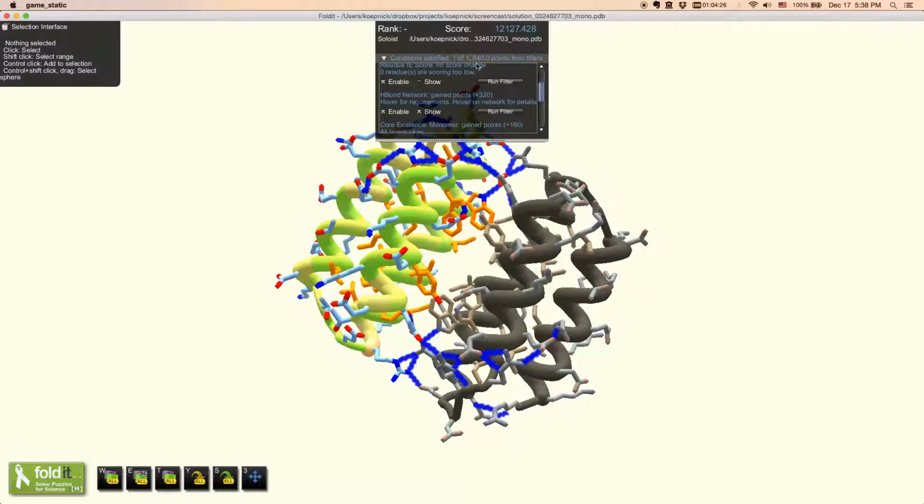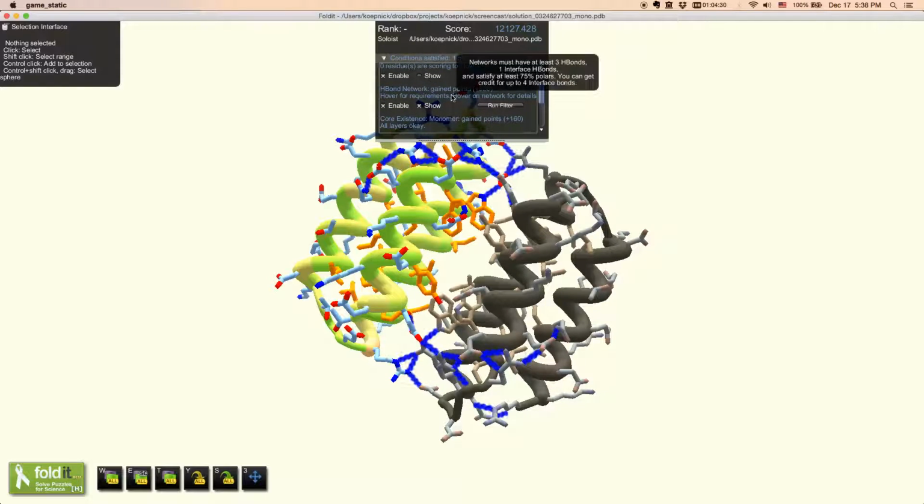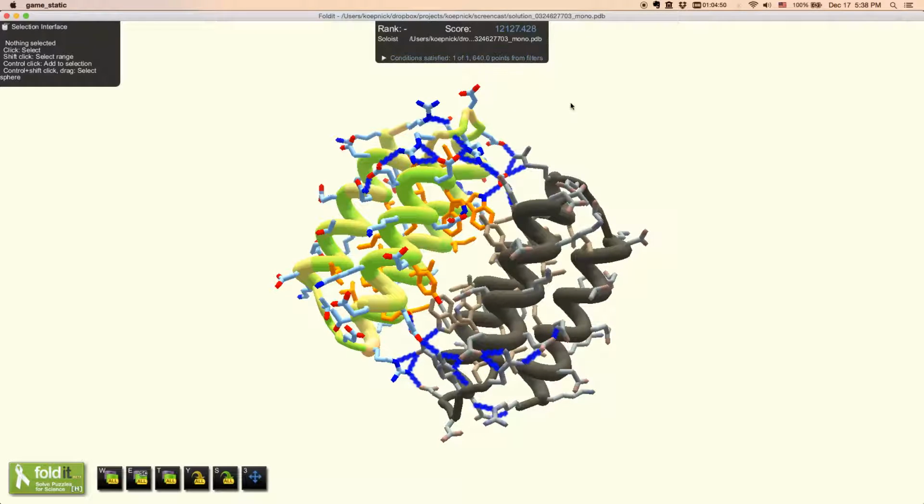So if we go up to this hydrogen bond filter and hover over, we see that in this puzzle, this network must have at least 3 hydrogen bonds, 1 interface bond, and satisfy at least 75% polars. And here we can get credit for up to 4 interface bonds, and I changed that from the original puzzle just to demonstrate how this actually plays out. So let's see what we have here.